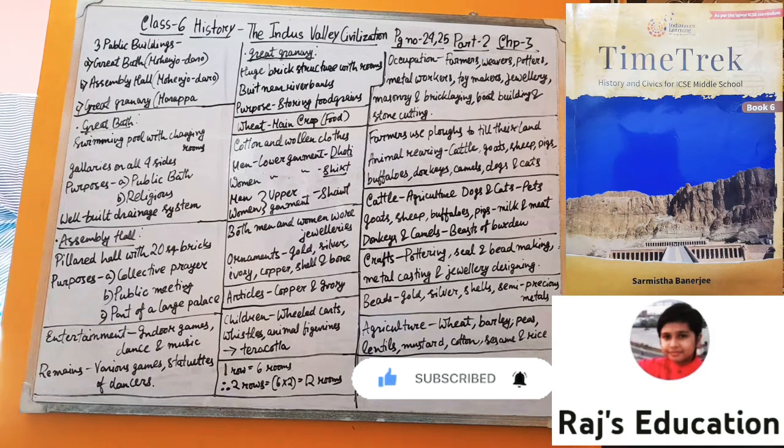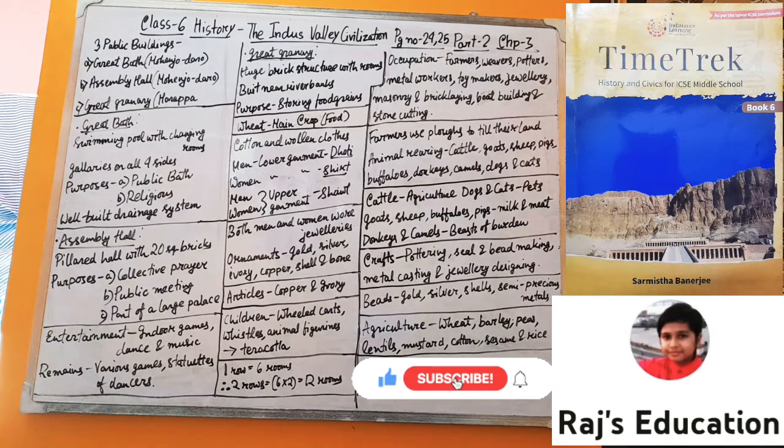The main purpose of the Great Bath is not known to us, but from the structure and the way of building, historians have suggested 2 purposes. One is public bathing and the second is religious use. So the Great Bath could have been built for public bathing, or it could have been used for religious purposes. There was also a drainage system in the Great Bath to clear the tank.